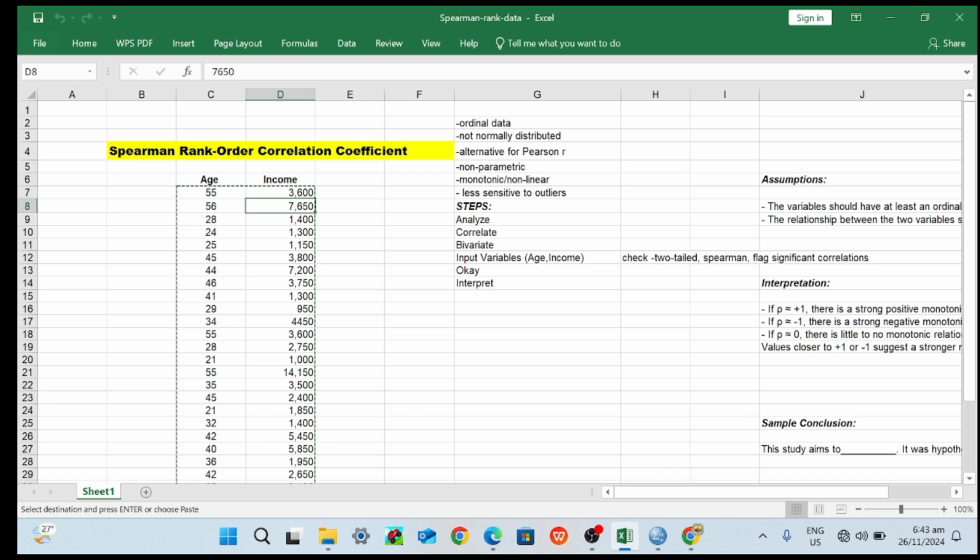If you use Pearson r and your data is not normally distributed, the result would never be accurate. It is much better if you try the test of normality first so you can decide whether to use Pearson r or the Spearman rank.